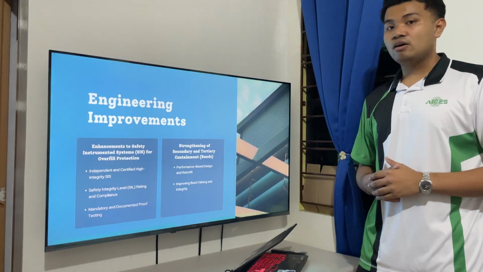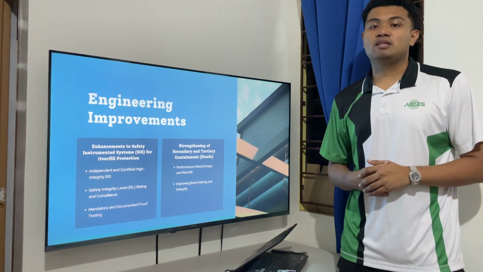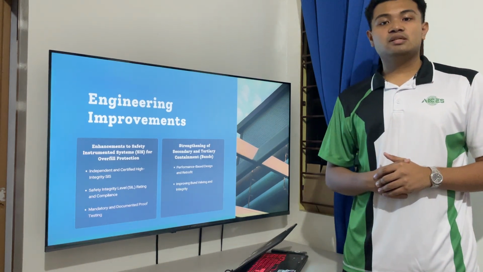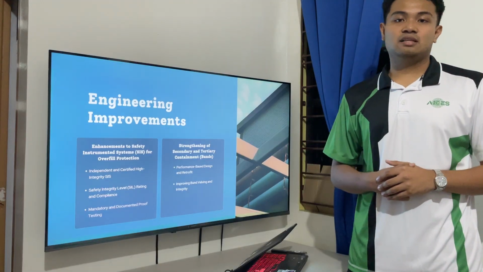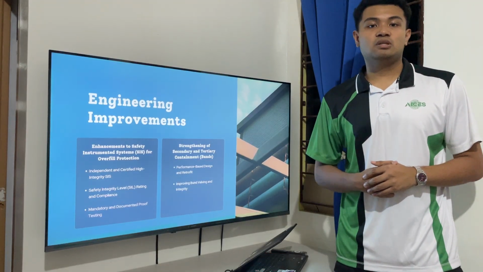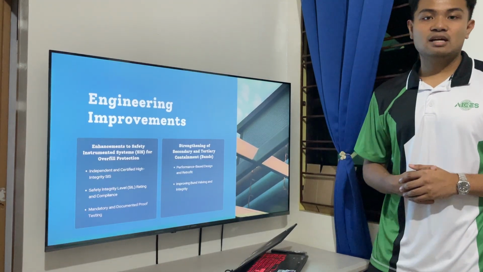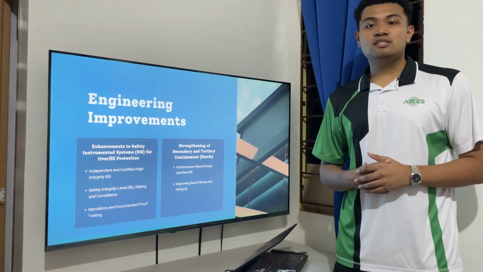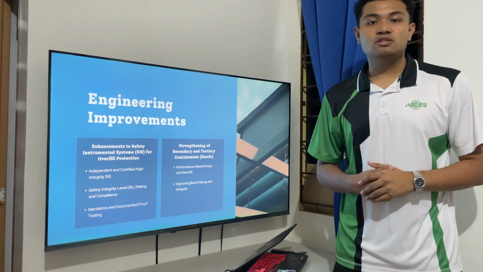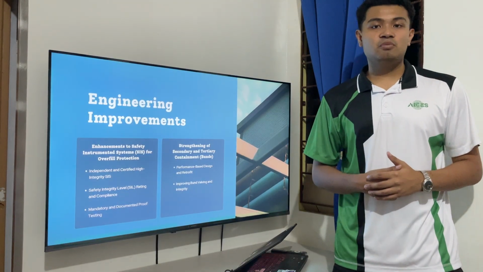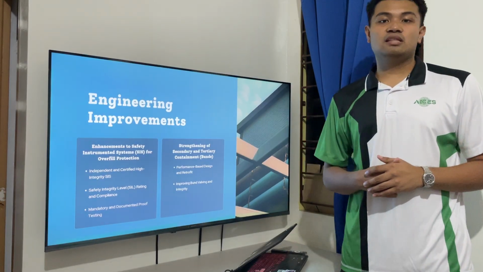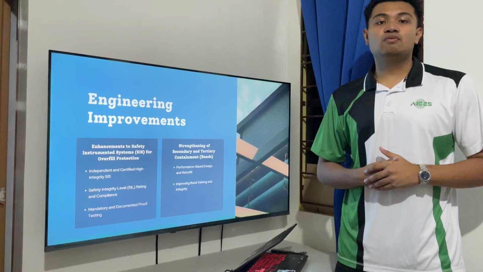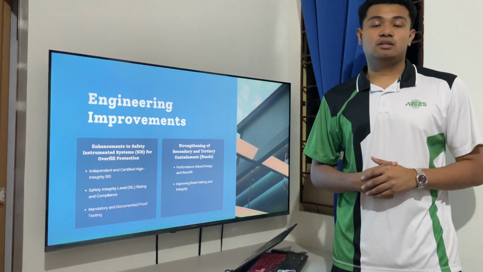Next is strengthening of secondary and tertiary containment, or bunds. Ensuring robust containment integrity through performance-based design and retrofit, upgrading bunds to meet modern standards like CIRIA C736 or NFPA 30 to ensure they are leak-tight, impermeable, and structurally capable of withstanding full hydrostatic loads from fuel and firewater.